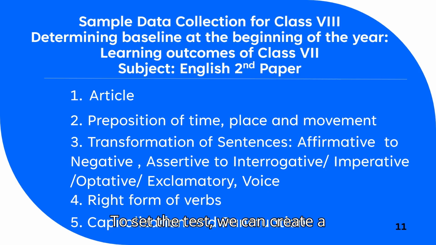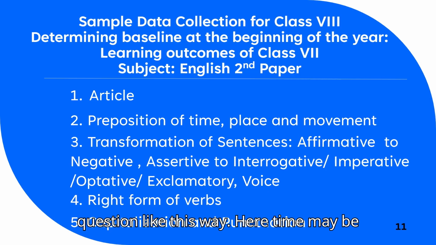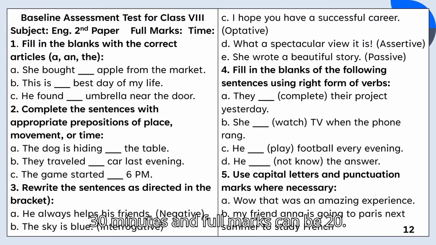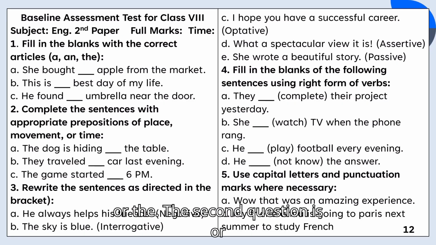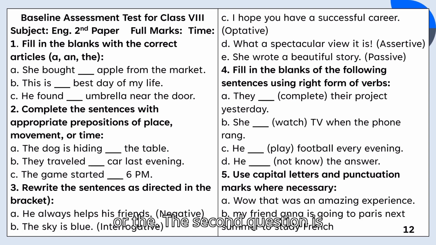To set a test, we can create a question in this way. Here, time may be 30 minutes and full marks can be 20. The first question is fill in the blanks with the correct articles, a, an, or the. The second question is complete the sentences with appropriate prepositions of place, movement, or time.